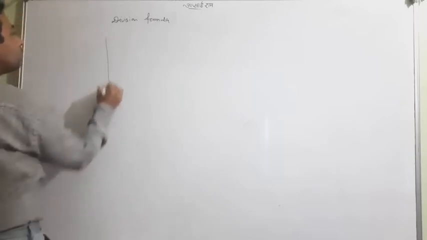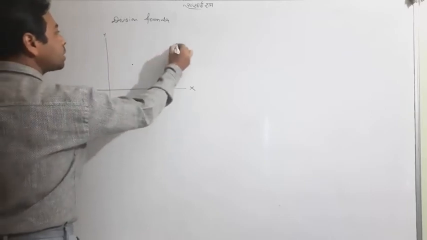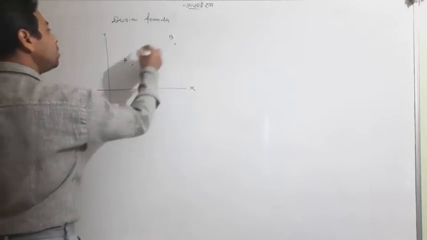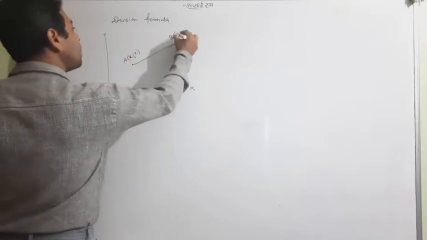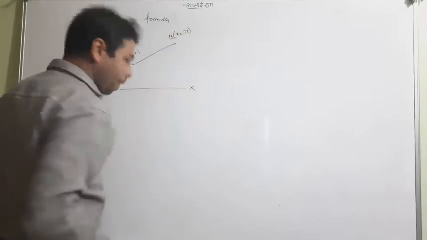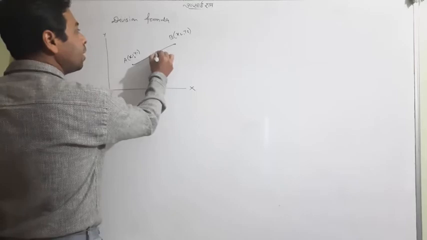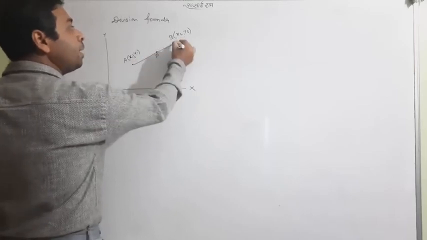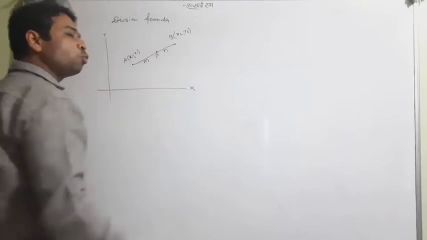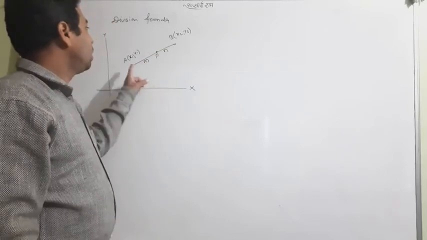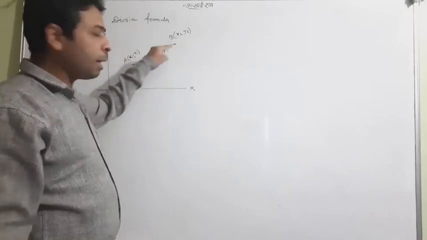In the axis, if you have two points like A and B, suppose this point is x1 y1 and suppose this point is x2 y2. If any point is dividing the line joining AB in two parts with ratio m is to n, try to understand. A point is given, B point is given, line joining AB.